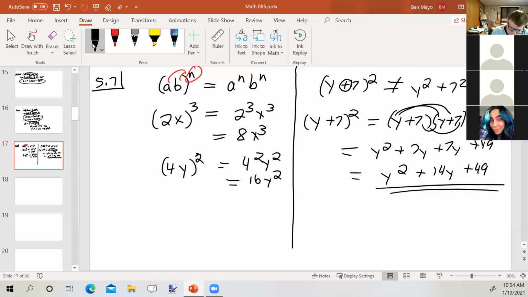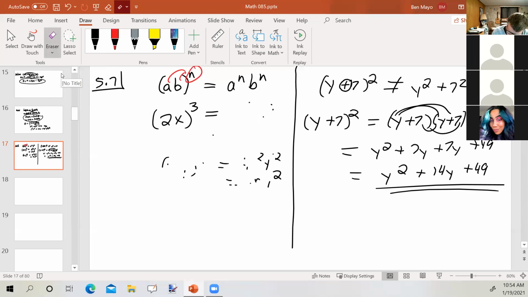Let's go back for a minute to this last example, and let's look at it a slightly different way. Let's see here.